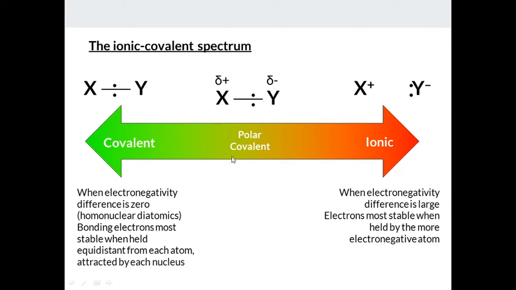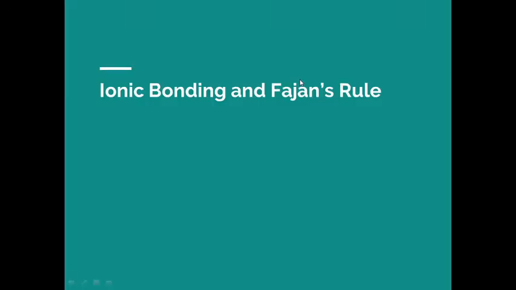However, somewhere in the middle is where bonds are polar covalent. That means the electrons prefer to lie closer to the more electronegative atom, but it's still shared and it's not completely residing on the more electronegative atom. So the less electronegative atom incurs a partial positive charge, and the more electronegative atom incurs a partial negative charge. Let us now take a look at ionic bonding and Fajan's rule.